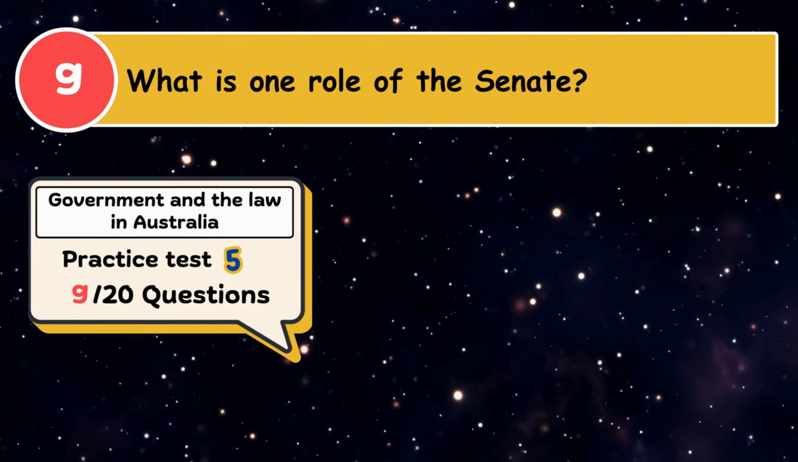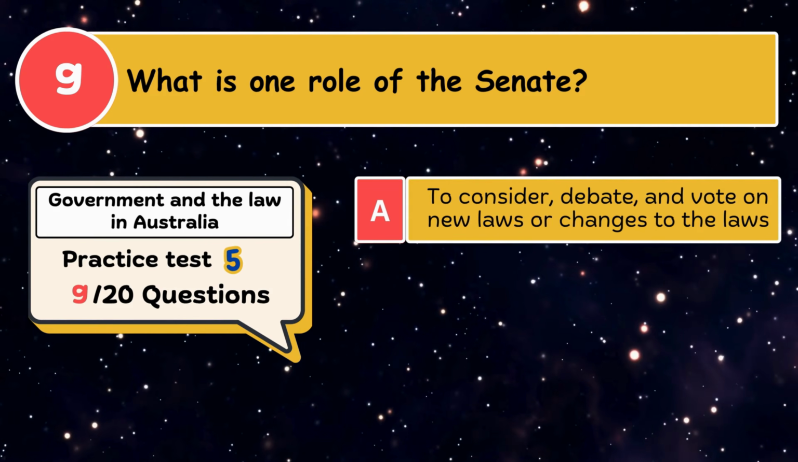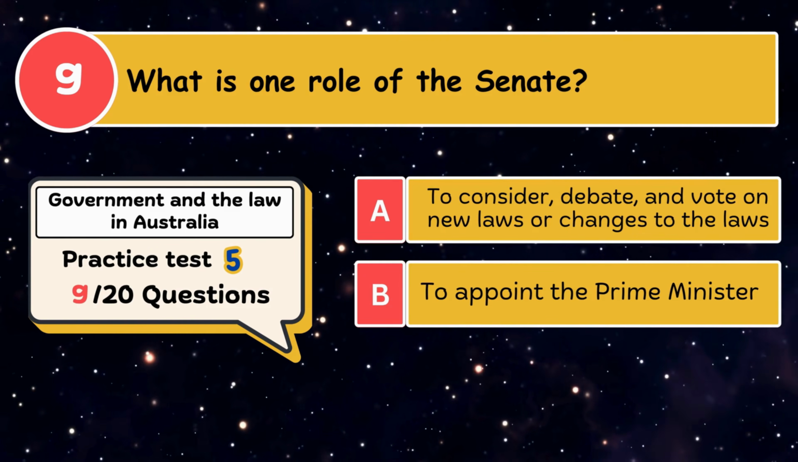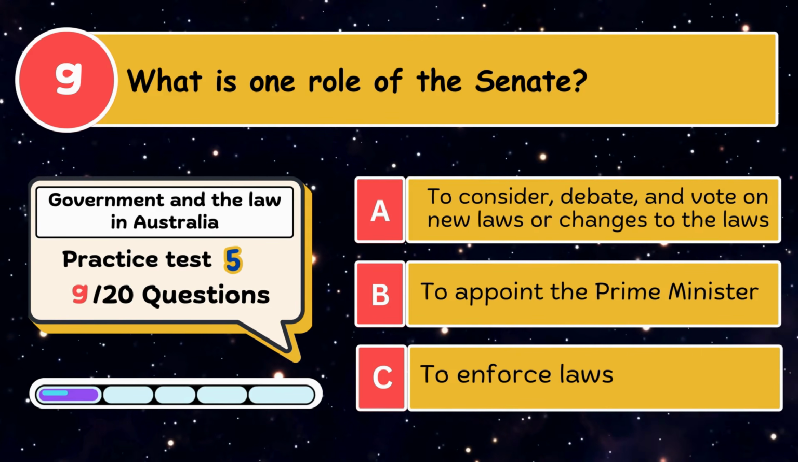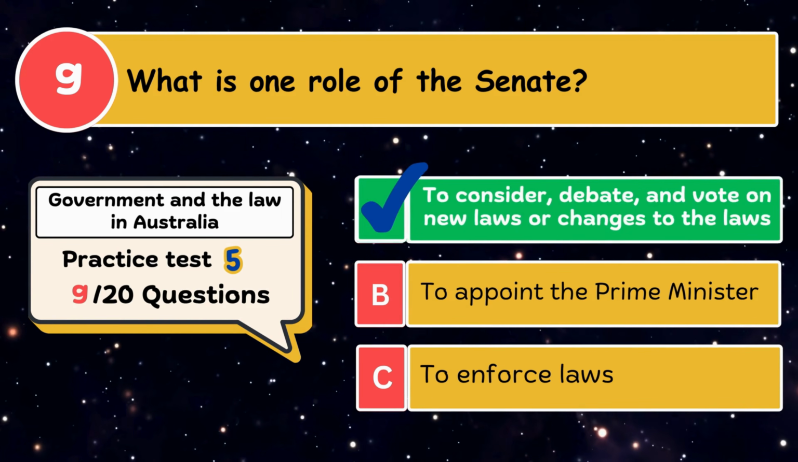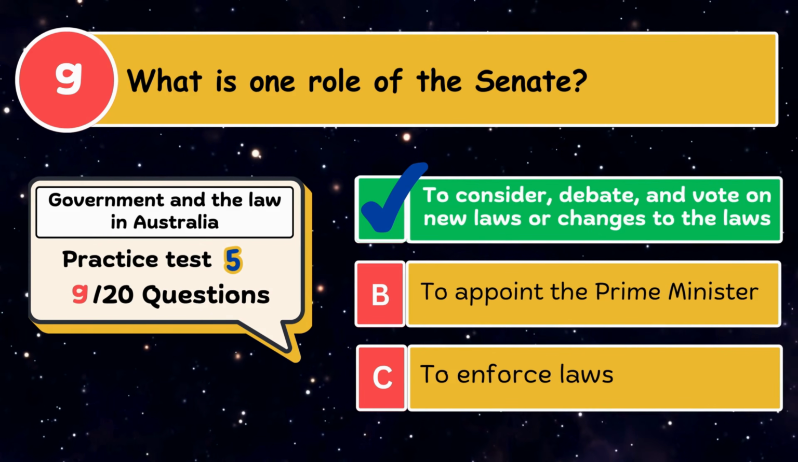What is one role of the Senate? A. To consider, debate, and vote on new laws or changes to the laws. B. To appoint the Prime Minister. C. To enforce laws. The correct answer is to consider, debate, and vote on new laws or changes to the laws.